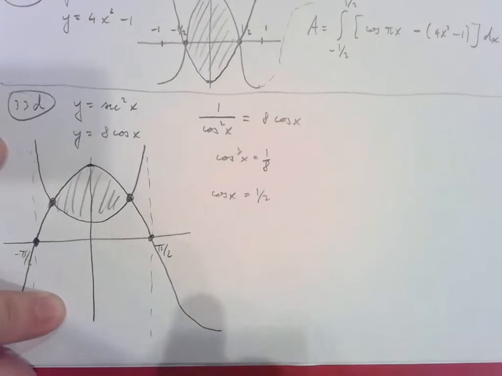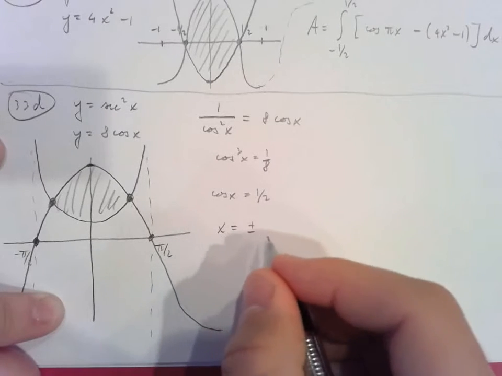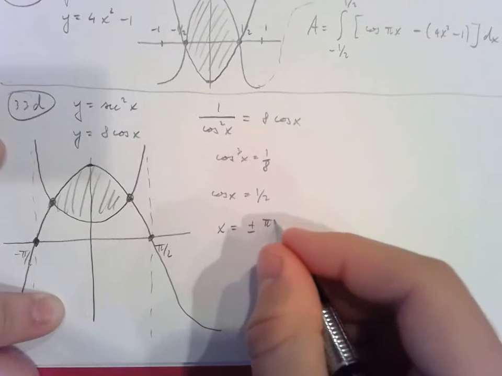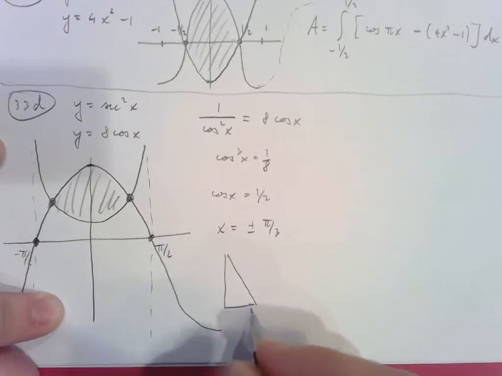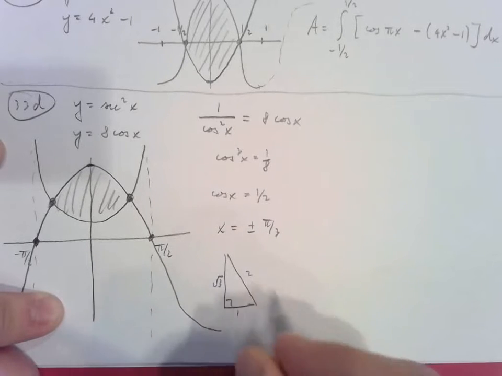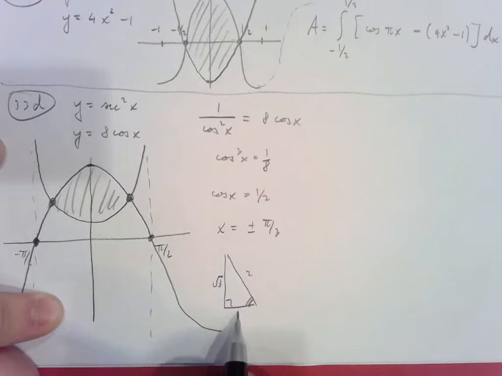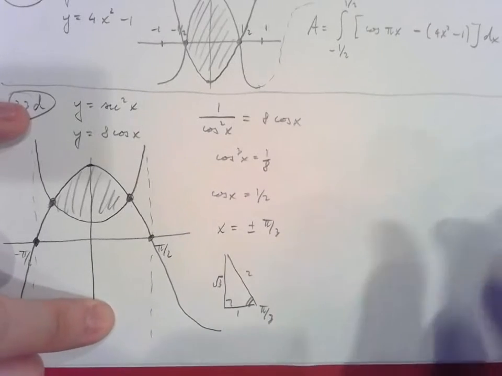and that tells me that x is equal to plus and minus pi over 3, and I get that simply by considering the 30, 60, 90 triangle 1, 2, root 3. The angle for which the cosine is a half is the highlighted angle, and that's pi over 3, or 60 degrees. So now I'm able to set up the integral.